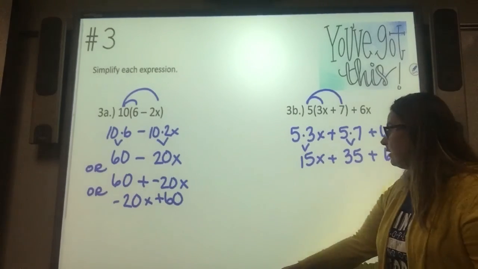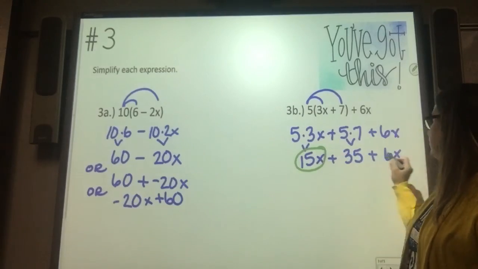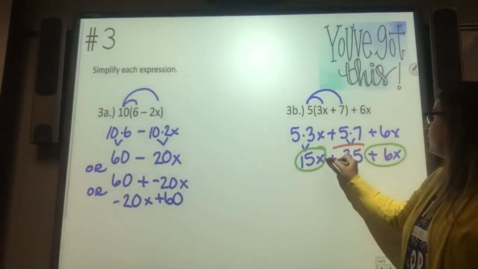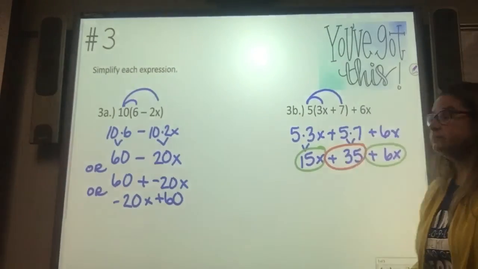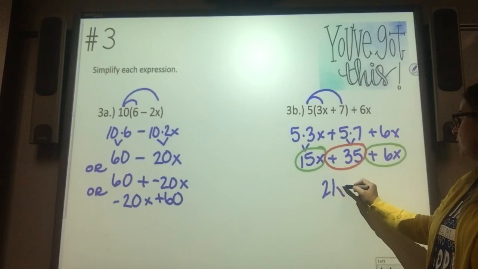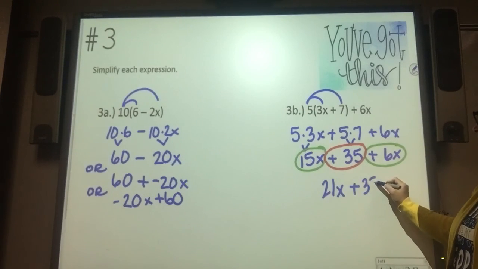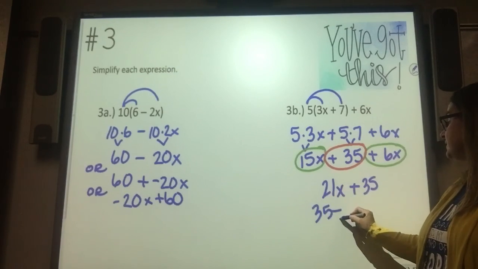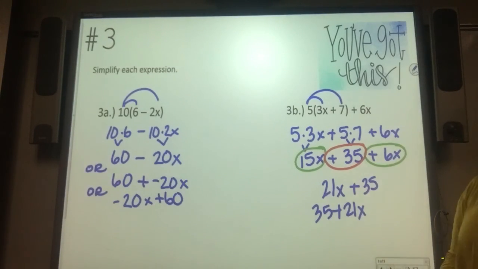Oh, I gotta color them. I didn't do that before. 15x and 6x combined, and 35 combined. 15 plus 6 is 21x plus 35. You could also write 35 plus 21x, because addition is commutative, and that means the order in which you add two things doesn't change the sum. And the sum is the answer to an addition problem.